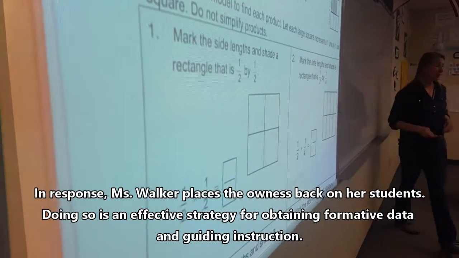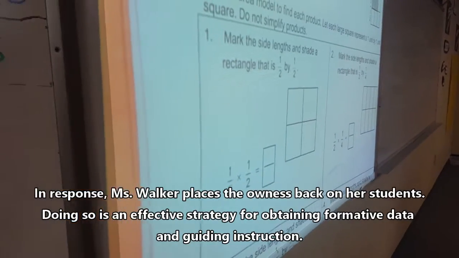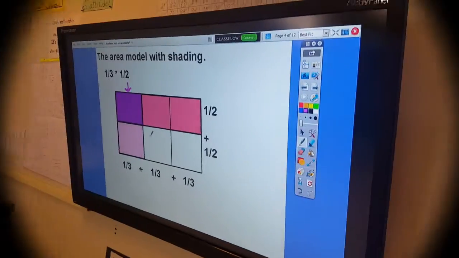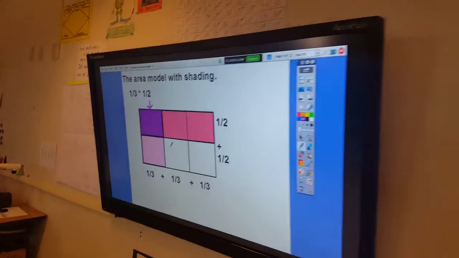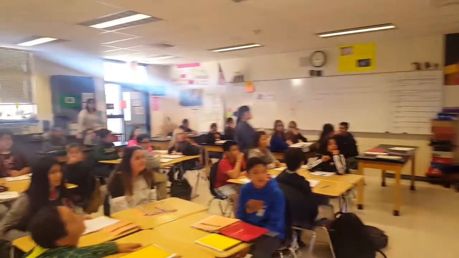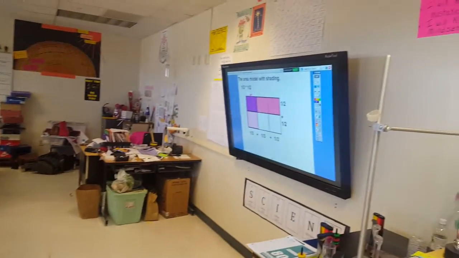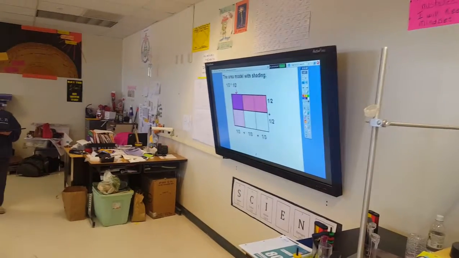Did you guys look back on page 2? So, Monique, what did you talk about in your table group? What would be the reason for this dark color here? It represents the fraction. Okay, what fraction does it represent?